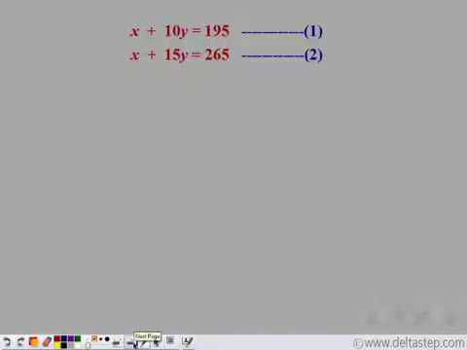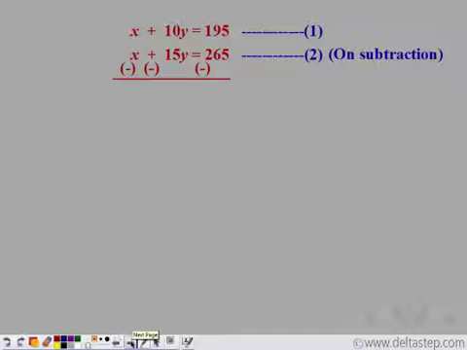So we write these equations as x plus 10y equal to 195 and x plus 15y equal to 265. Now the coefficient of x is 1 here and 1 here. So it is 1 in both the cases. So let us subtract these two equations. On subtracting these two equations, we get x minus x is 0. 10y minus 15y gives negative 5y.